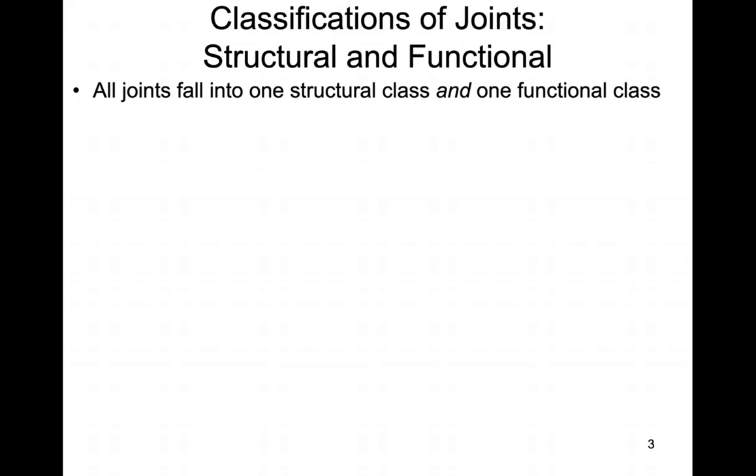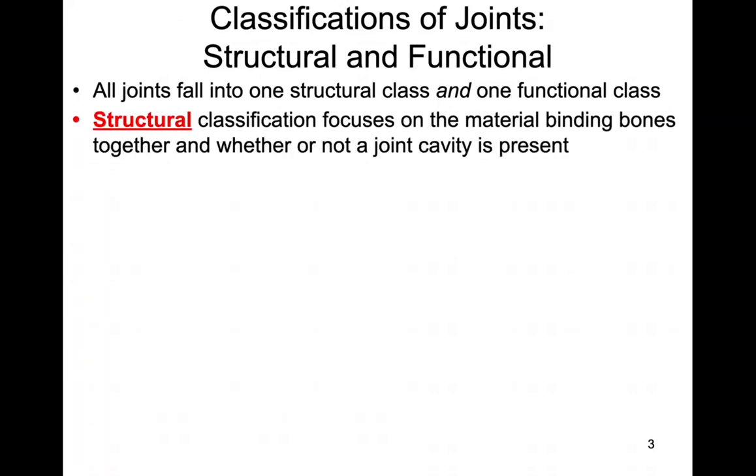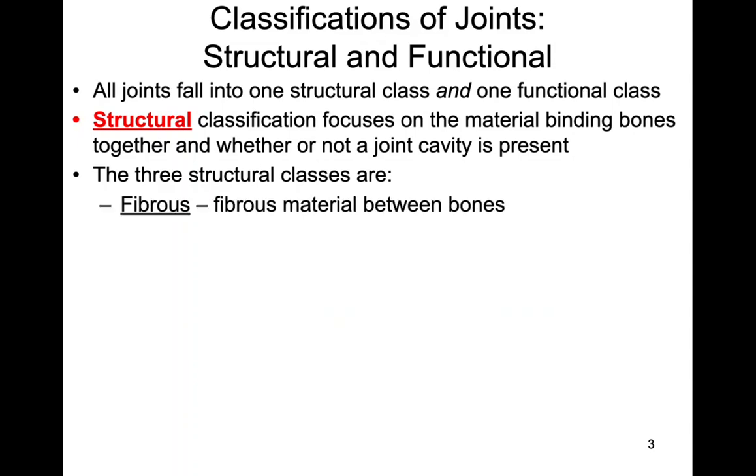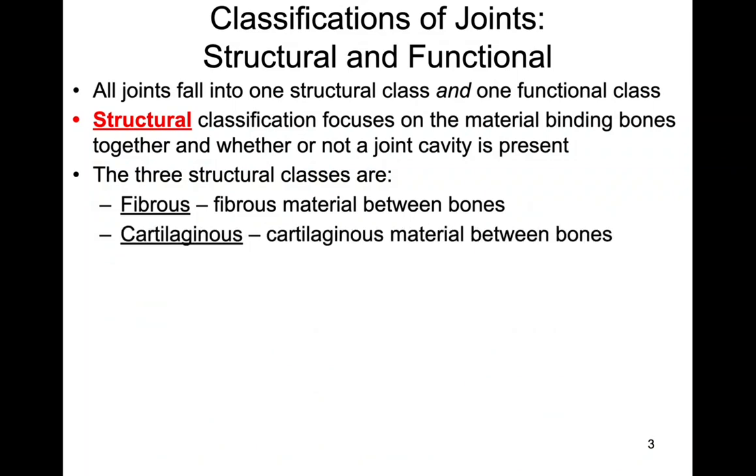So all joints fall into one structural class and one functional class. Structural classes focus on what binds the bones together, and whether or not a joint cavity is present. There are three structural classes. Fibrous joints have fibrous material between the bones. Cartilaginous joints have cartilaginous material between the bones. And a synovial joint has a space between the bones.